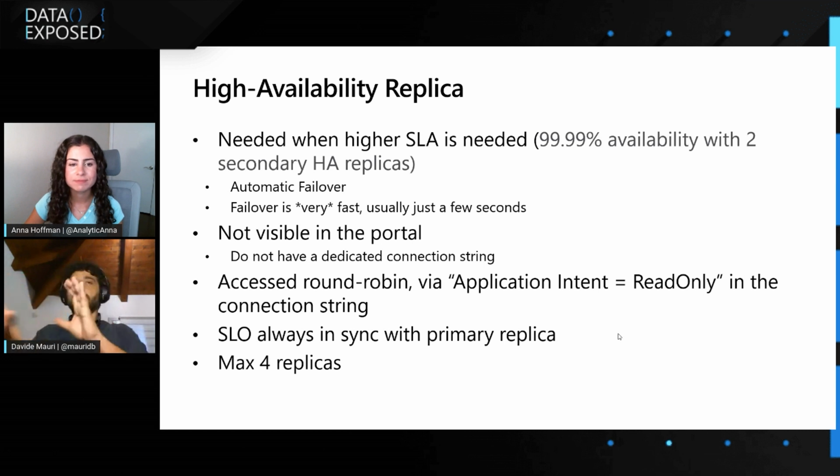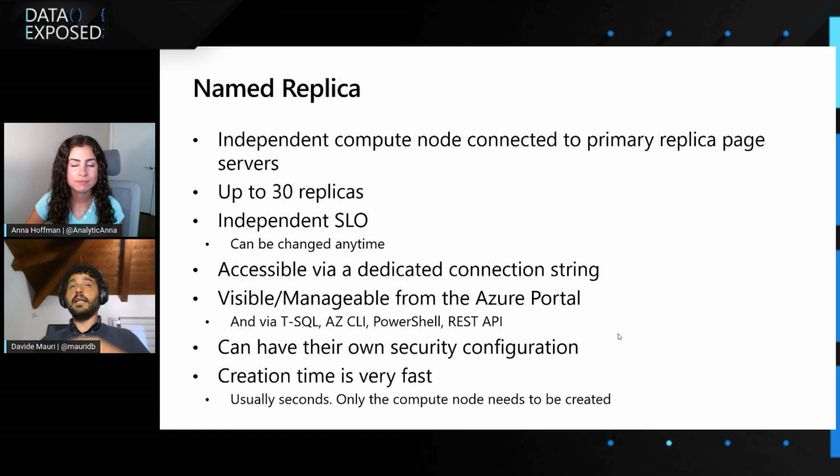They are decent for a simple read scale out. But many customers don't require a simple scale out option. They need something much more complex. So that's why we created the named replicas. With named replicas, we basically allow you to have an independent compute node connected to the primary replica page servers. So we just spin up a new compute node, connect to the existing page server, and you have a database that you can access in read-only, of course.